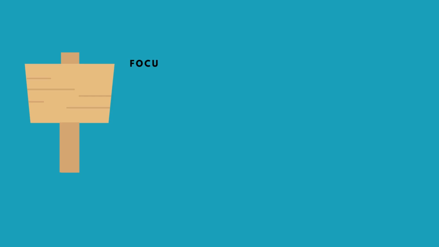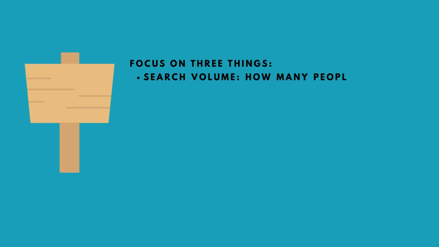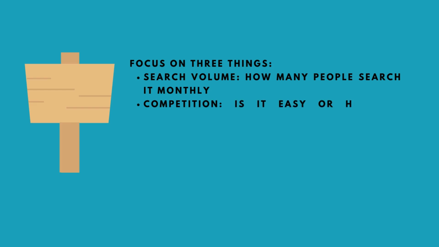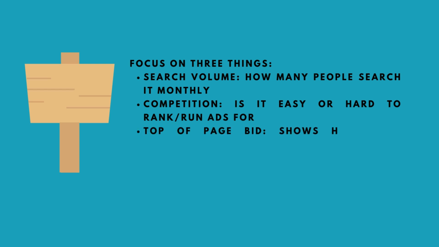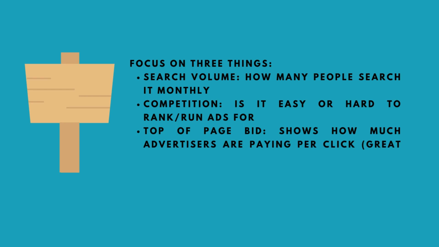Now here's the trick. Don't just look at volume. I focus on three things: search volume, how many people search it monthly; competition, is it easy or hard to rank or run ads for; top of page bid, shows how much advertisers are paying per click, great for PPC campaigns. For example, skin brightening cream for dark spots may not have as many searches as vitamin C serum, but it's less competitive and super targeted.